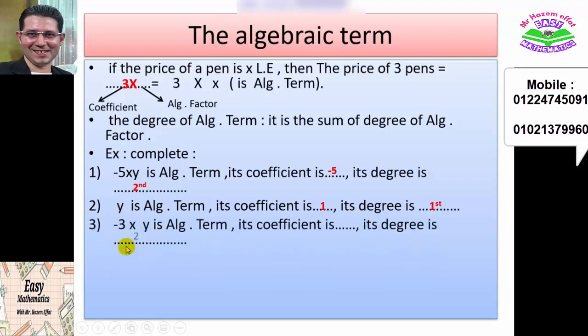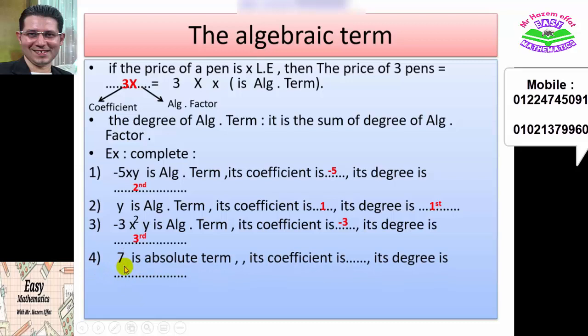Number 3. We have here negative 3x raised to power 2 y raised to power 1 as an algebraic term. Its coefficient here is the number negative 3. And its degree, we add all the powers above the x and the y. X here has 2, y here is raised to power 1. When we add 2 to 1, it is of the third degree.